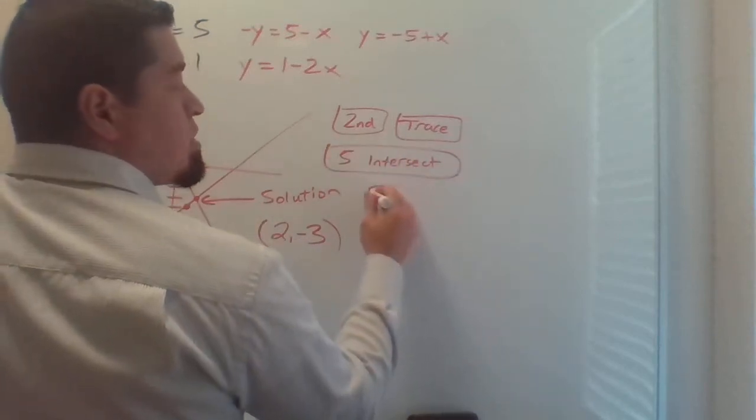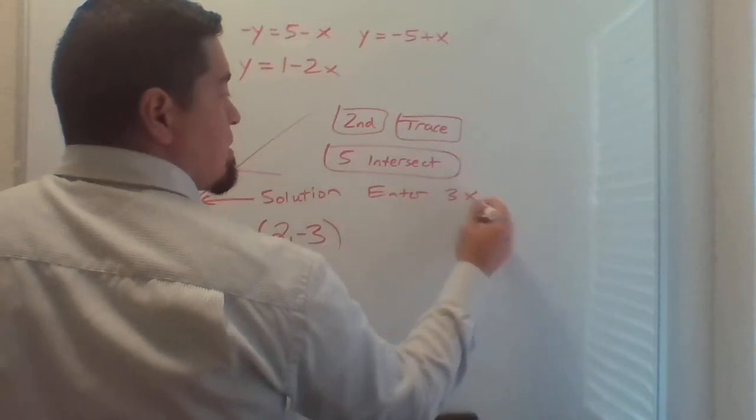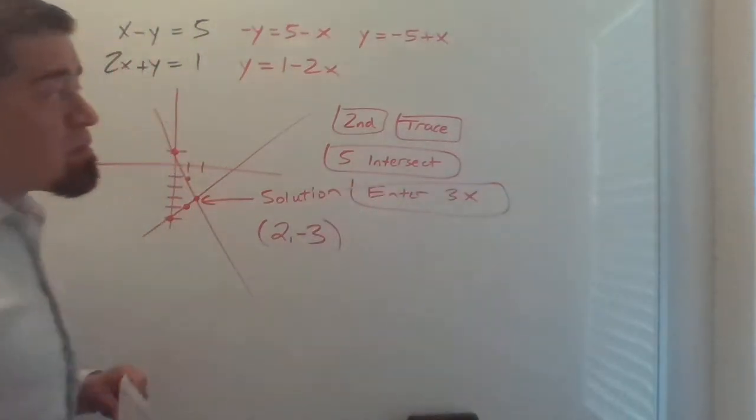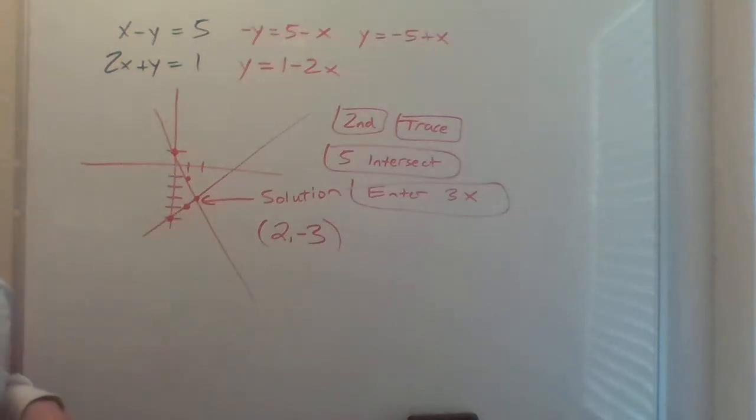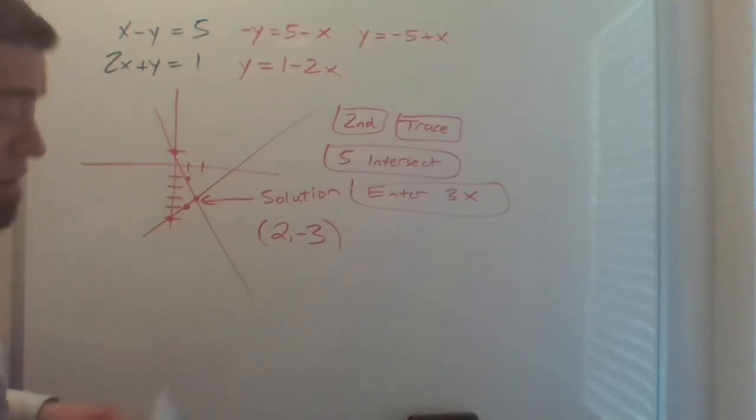Okay, and then you could just push enter, enter, enter. Enter 3 times. And then it'll calculate that for you. But this is how I might ask you to do it on a free response. So make sure you understand how to do that too.